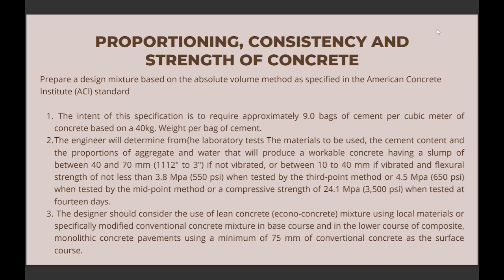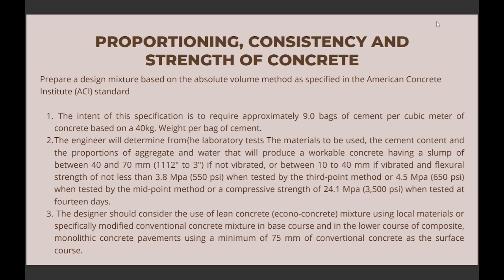Number two is the engineer will determine from the laboratory test for materials to be used the cement content and proportions of aggregates and water that will produce a workable concrete having slumps of between 40 and 70 millimeters if not vibrated, or between 10 to 40 millimeters if vibrated, and flexural strength of not less than 3.8 MPa when tested by the third point method or 4.5 MPa when tested by the midpoint method, or compressive strength of 24.1 MPa when tested at 14 days.